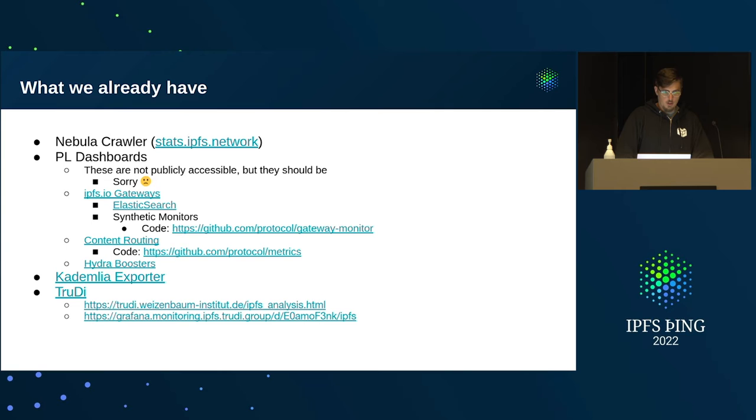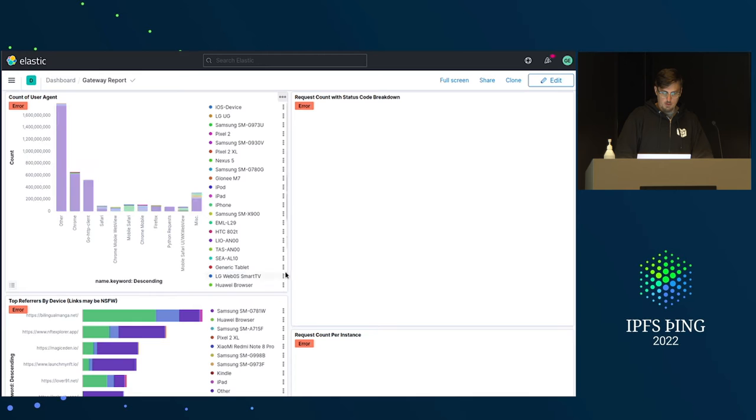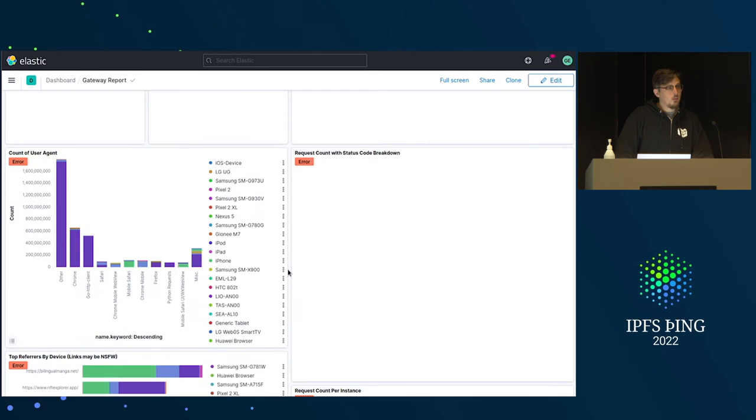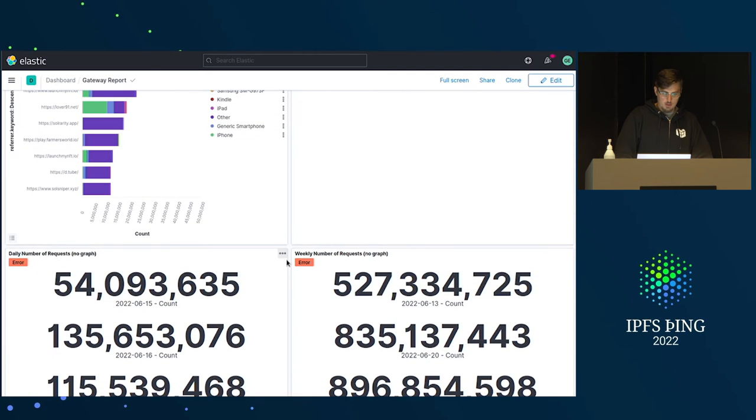We also collect a lot of logs and have Elasticsearch dashboards. I couldn't get this one to quite load, but you can see, for example, we can break down... I don't know why some of these are erroring out. Maybe the interval is too high or something. But someone needs to fix these. Just this graph alone is pretty interesting. You get the devices that are requesting data from the gateways.